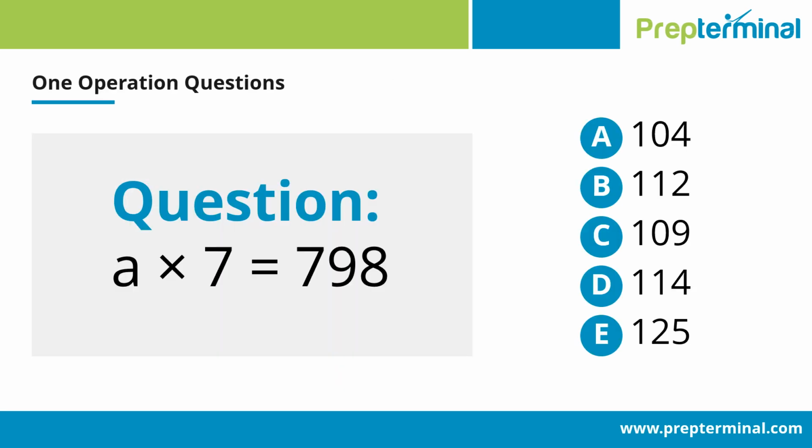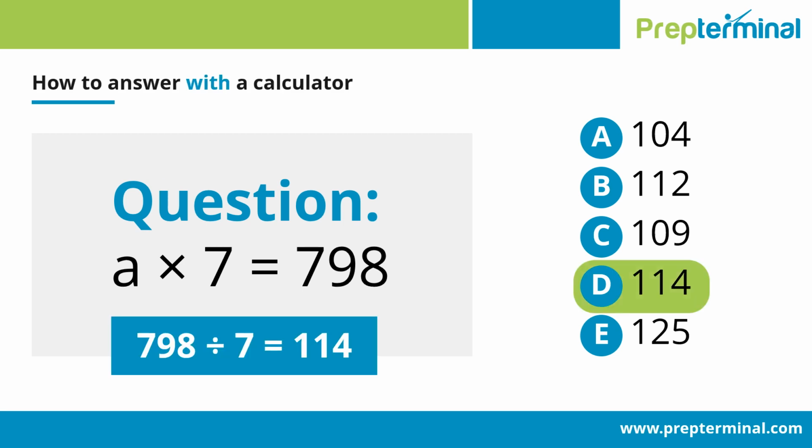What is A if A multiplied by 7 equals 798? How to answer with a calculator. The operation of this problem is multiplication. The inverse operation of multiplication is division. All we need to do here is to apply inverse operations on both sides of the equation in order to obtain the answer. Divide by 7. 798 divided by 7 equals 114. Hence, the answer is D.